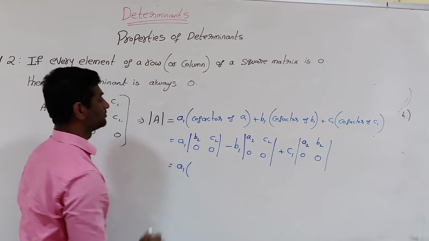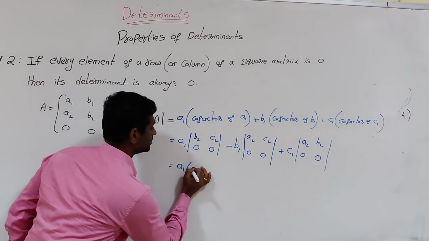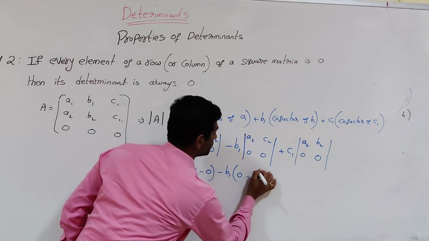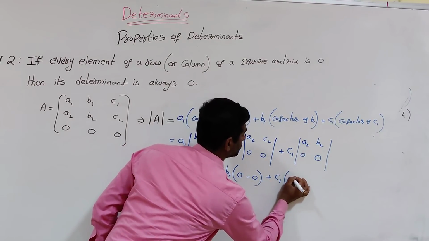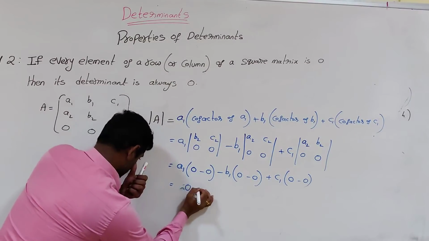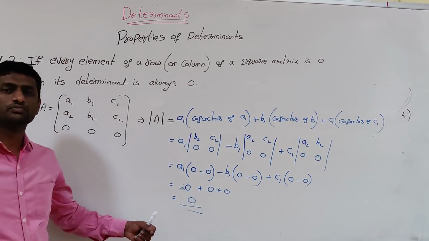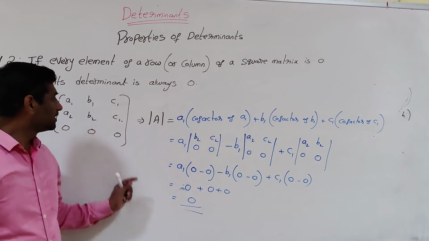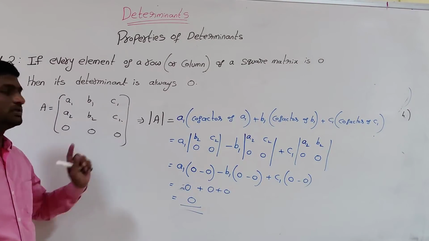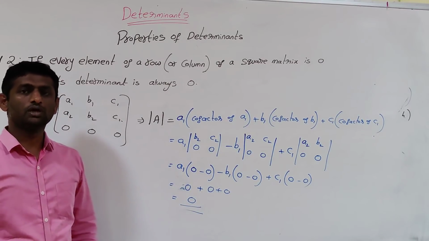A1 into, now the determinant, B2 into 0 minus 0 into C2. 0 minus 0, plus minus B1 into, again 0 minus 0, plus C1, 0 minus 0. So A1 into 0, 0 plus 0 plus 0. It's a simple question: how to find the determinant if every element is 0. So the determinant of this matrix is 0. Now we'll see the next property.